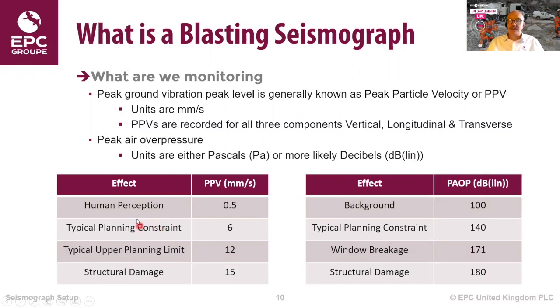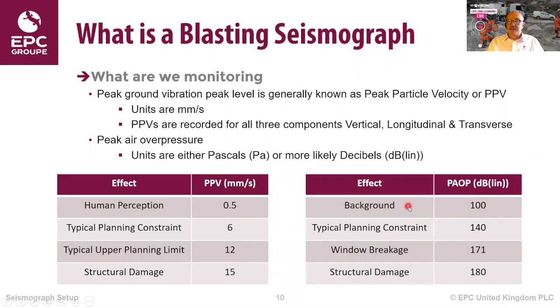Just to give you some idea of the numbers for human perception, we're talking around about half a millimeter per second. So humans are quite susceptible to vibration. The typical planning constraint we may see would be 6 millimeters per second. So we're aiming to get most blasts under 6. Generally, a planning permission for the absolute maximum would be set to 12. And the level you're likely to start the possibility of getting structural damage is 15. That's what the British standard will tell us. It doesn't mean to say you'll get damage at 15, but that's the lowest level ever been recorded.